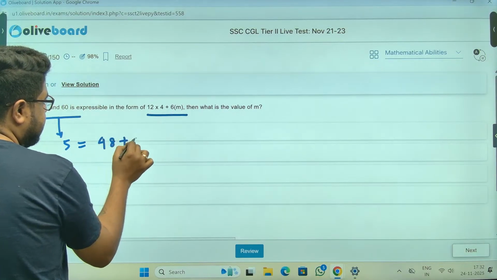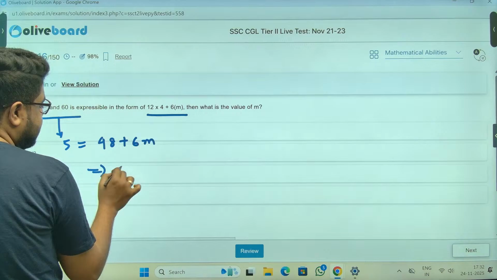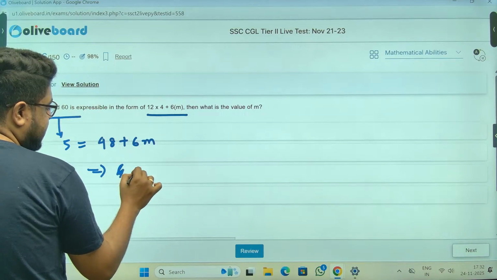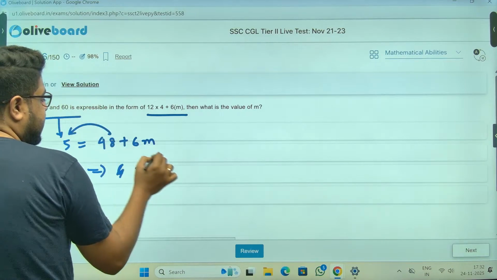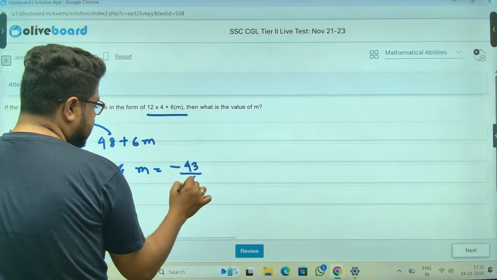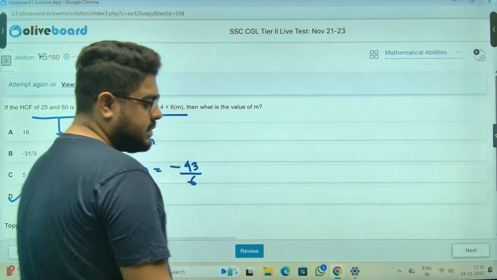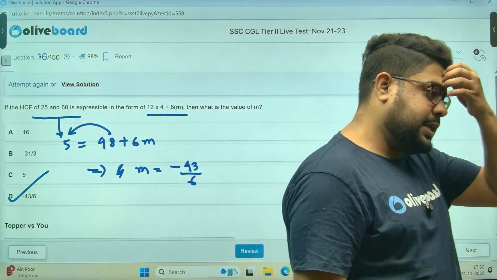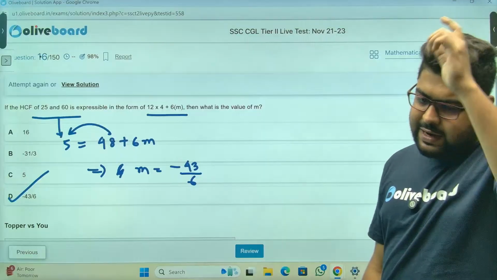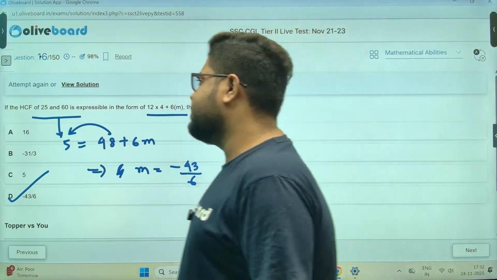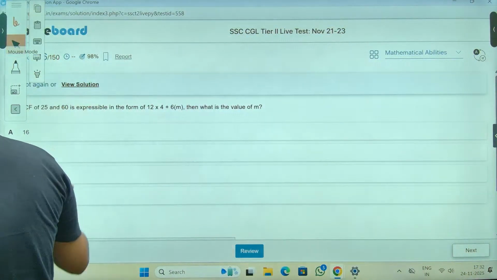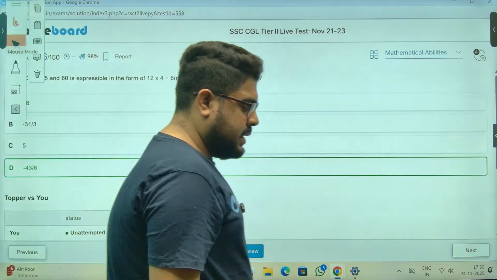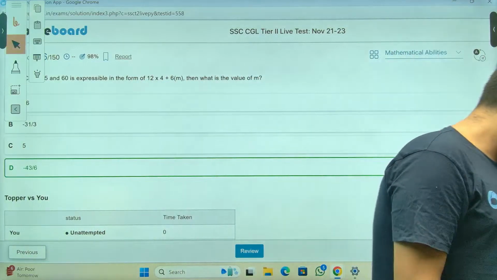48 plus 6m. अरे सर, ये तो बहुत ही easy question है. So direct m कर दे. Sir, m will be minus 43 divided by 6. Sir, option number D, sir. You see, it is a very simple question. Clear, sir? Clear, everyone? Everybody clear, sir?